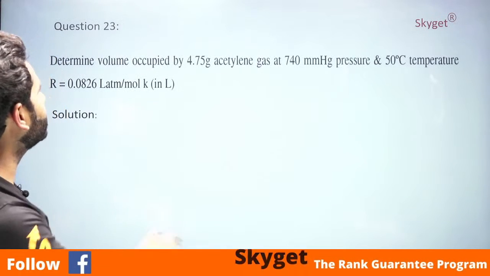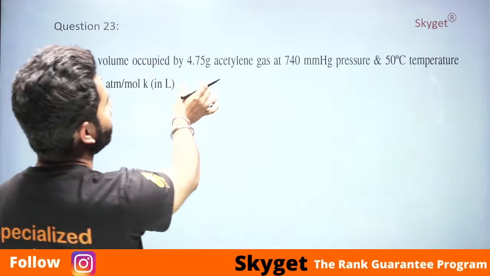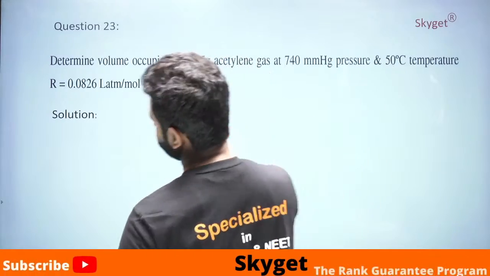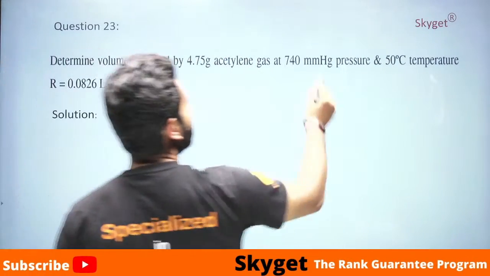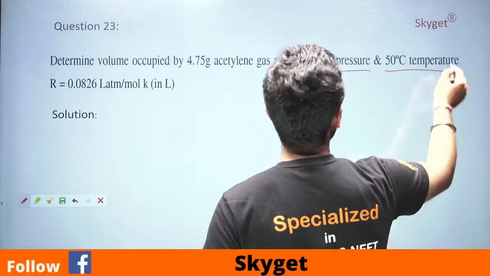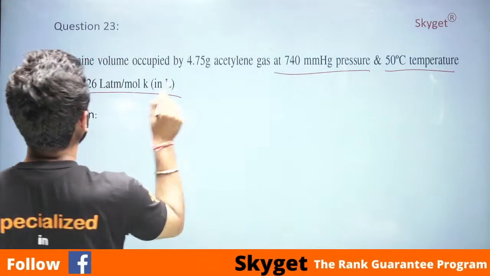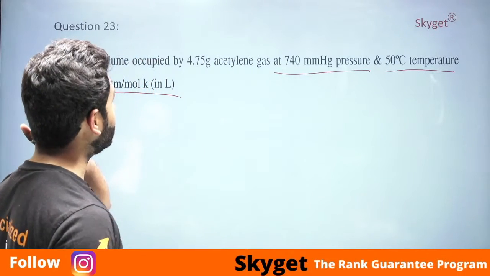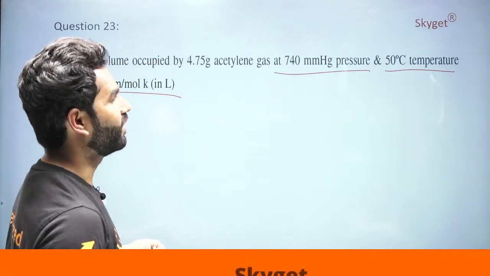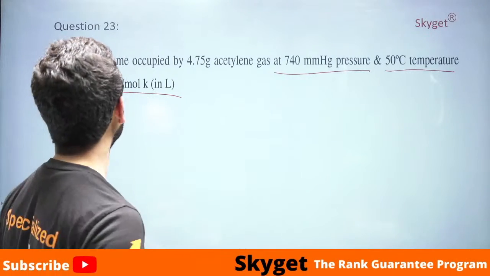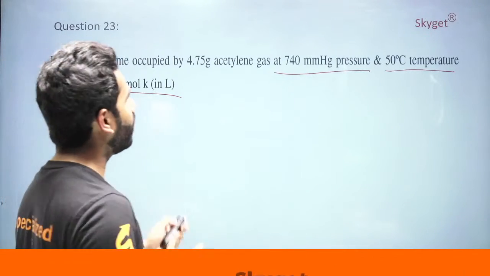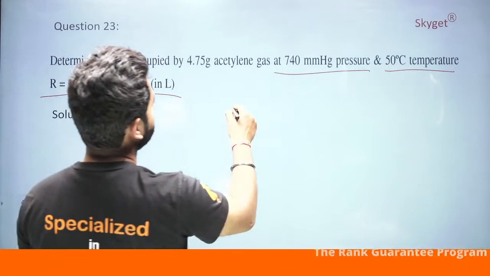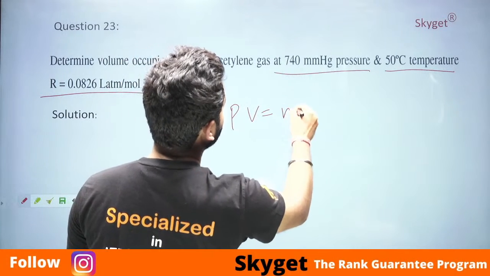The question says, determine the volume occupied by 4.75 gram acetylene gas at 740 mmHg pressure and 50 degree Celsius temperature. We are given R. Guys, just pay attention to this question and you will see how to do it. It's very simple. You just need to apply the ideal gas equation to this question. Just apply PV is equal to nRT.